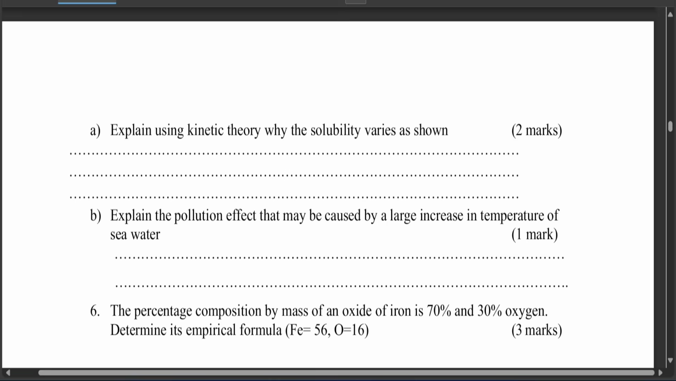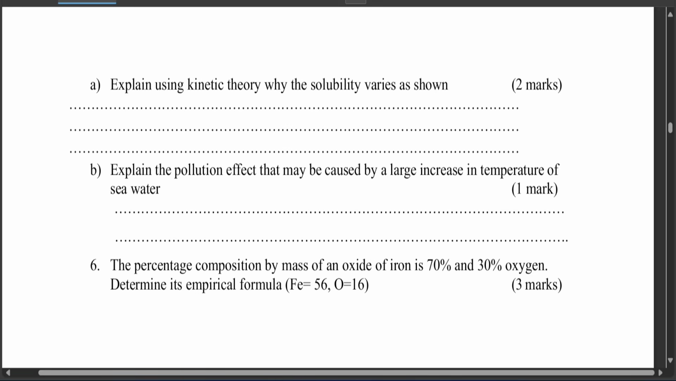So question A: explain using kinetic theory why the solubility varies as shown. So you'll say that solubility of oxygen decreases with increase in temperature. Even if you don't know the other explanation, this gives you 1 mark.